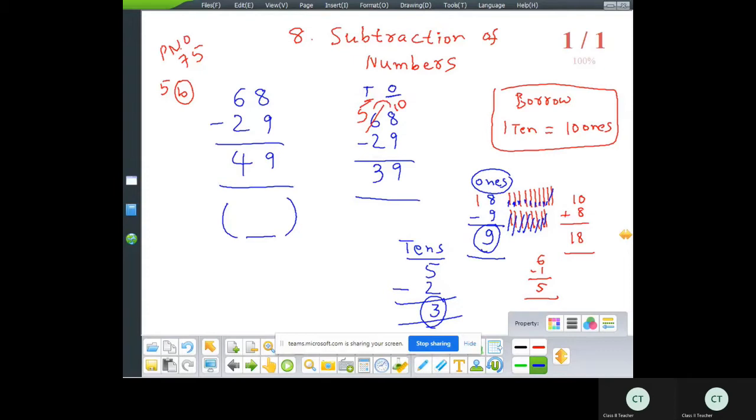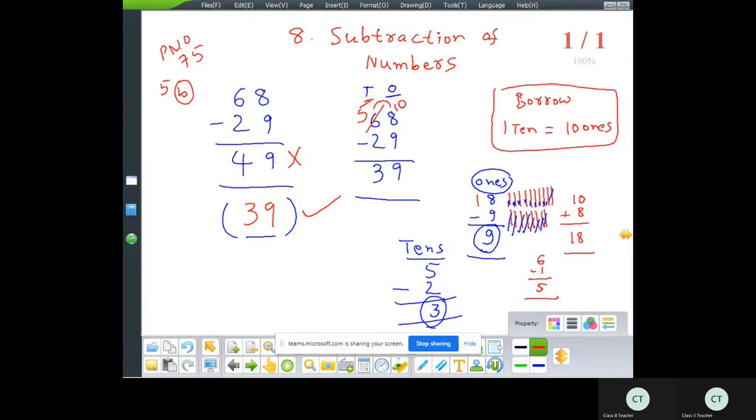68 minus 29 is equal to 39. Our correct answer is 39. Correct answer write in the bracket, 39. The main answer 49 is wrong. This answer was done by Madhavi. 49 is wrong. 39 is correct answer.